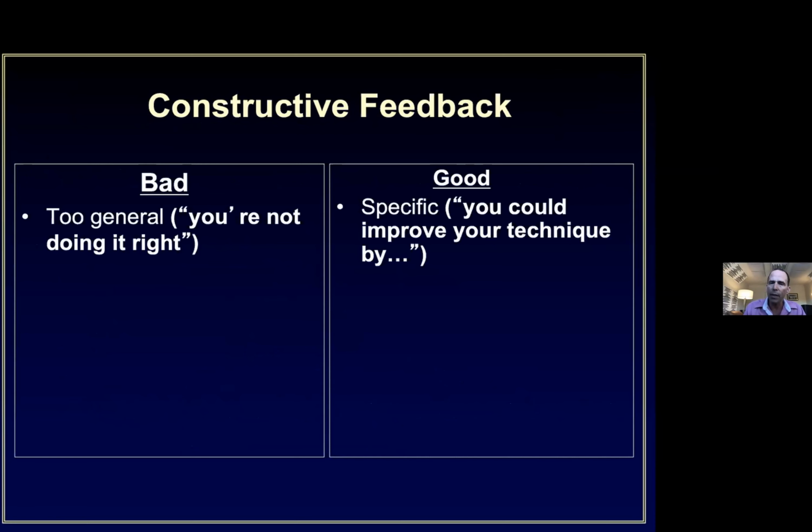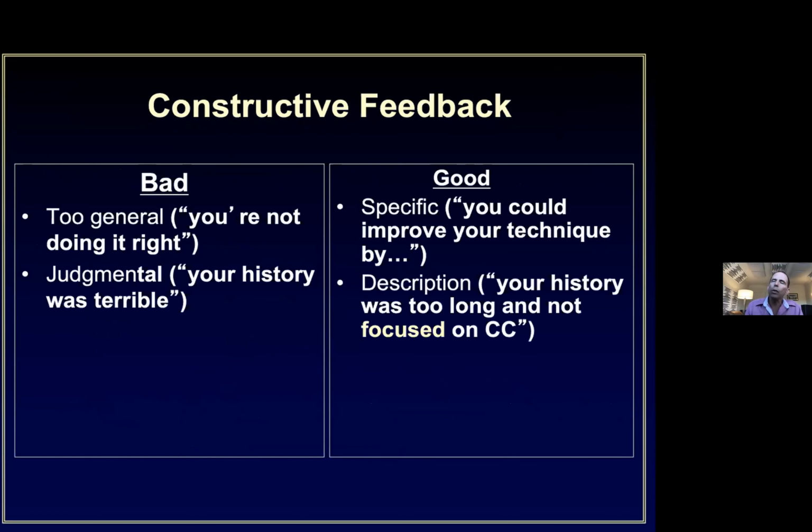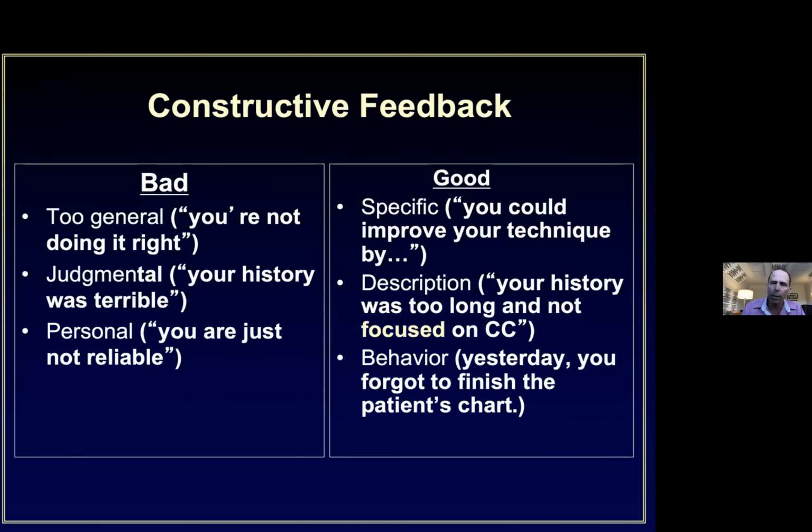So be specific. Judgmental: your history was terrible, versus your history was too long and not focused on the chief complaint. That's how I make myself better. That's how I take a better history. Your history was terrible. I don't know what that means. What am I supposed to do to improve? And then personal: you're just not reliable, versus yesterday you forgot to finish the patient's chart. Okay, I can fix these things on the right. I don't know exactly what to do on the left.